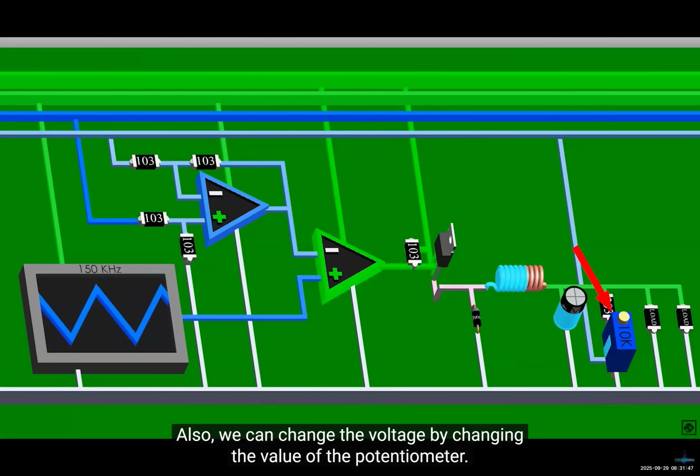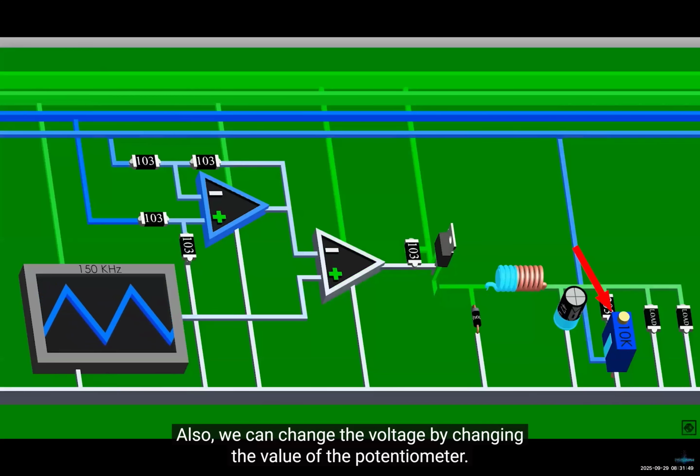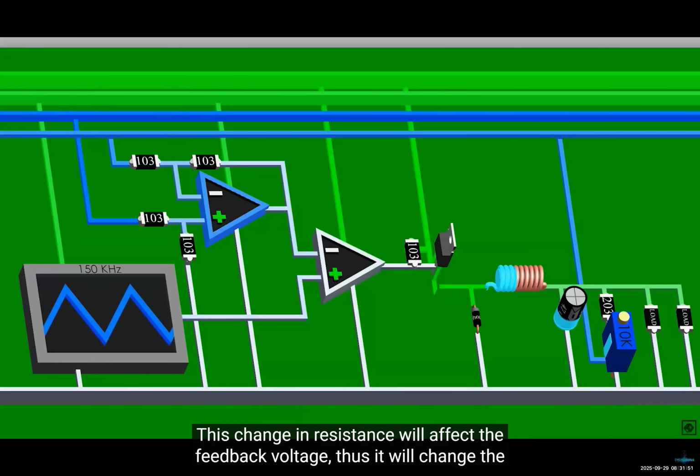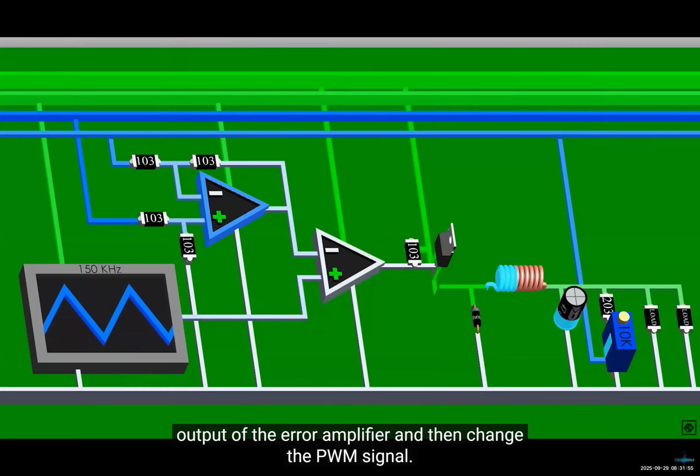Also, we can change the voltage by changing the value of the potentiometer. This change in resistance will affect the feedback voltage, thus it will change the output of the error amplifier and then change the PWM signal.